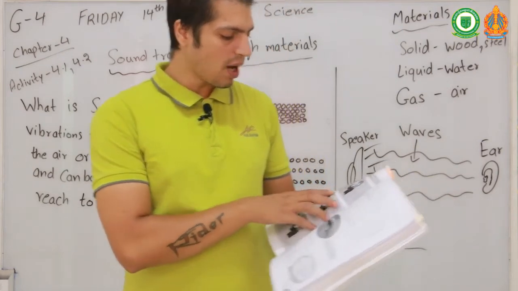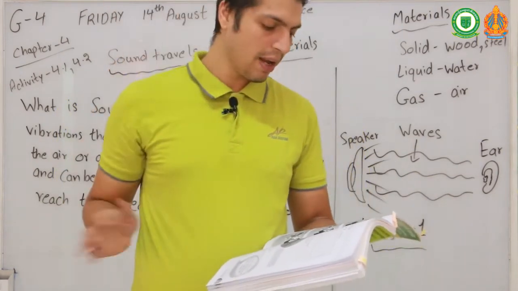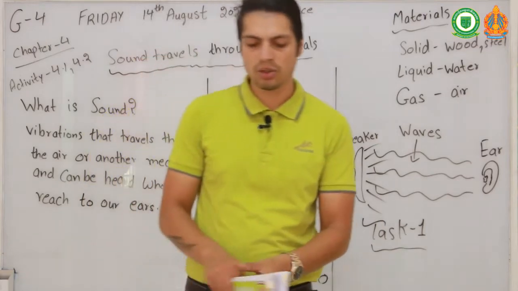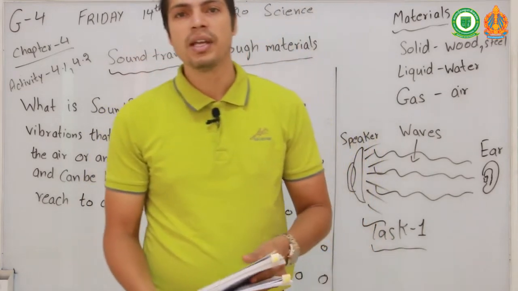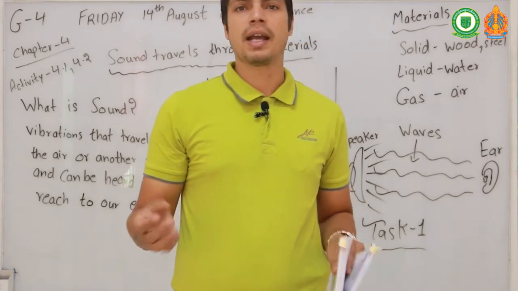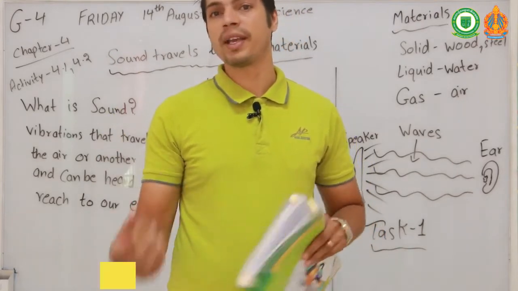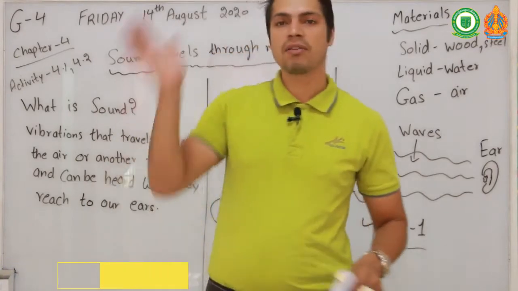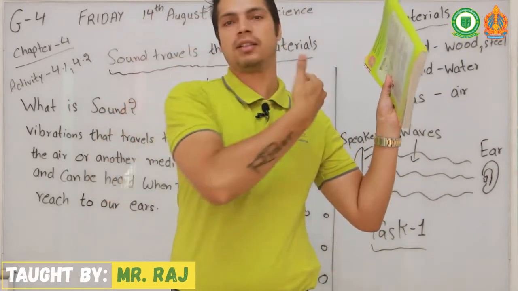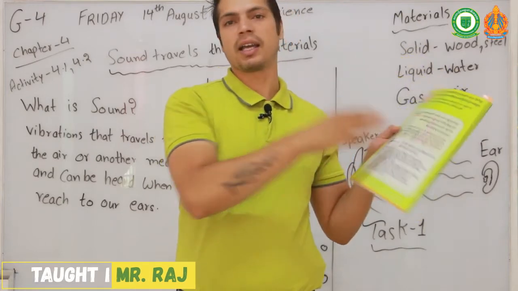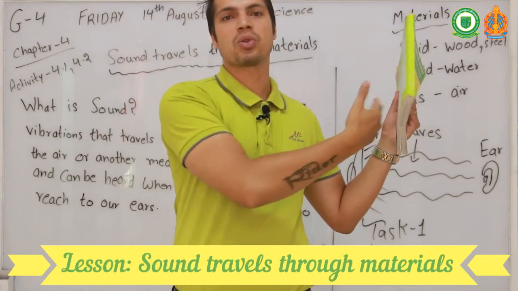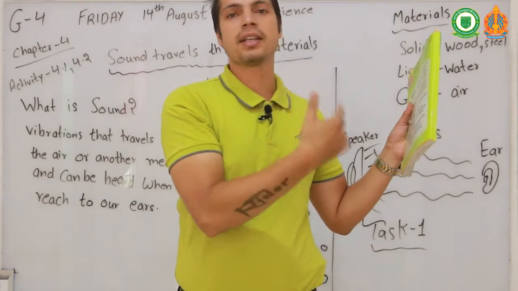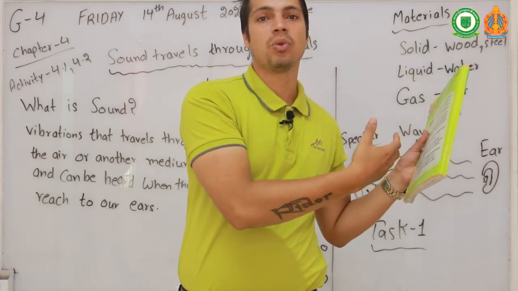Number 1, cover one ear like this. Can you hear the clock ticking? You can do it at home. You all have phones, so play a song, but don't play it loud. Play it softly, keep the volume low. Cover one ear and keep the phone far, like 1 meter or 2 meters, and see how you can hear the sound.